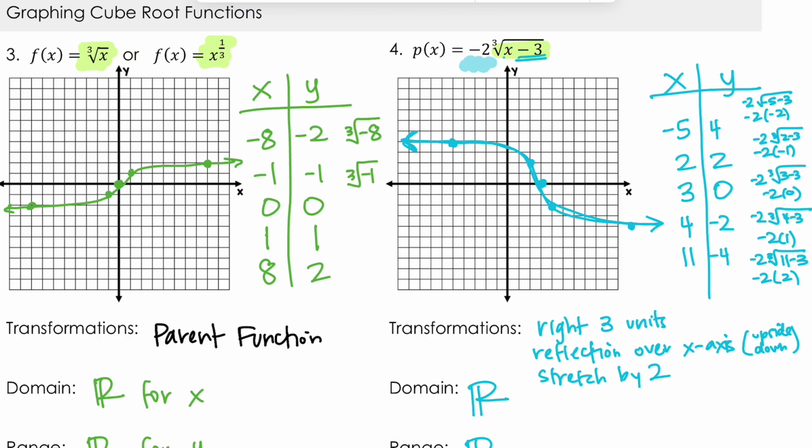Okay. These graphs can look like roots, or they can also look like exponents. So, a cube root is also a 1/3 power. So whether I have p of x equaling the root or p of x equaling this rational power, 1/3 power, those graphs are going to be just the same.